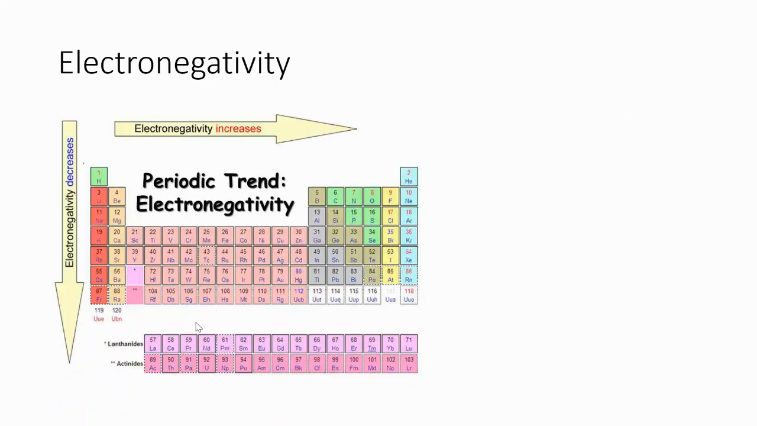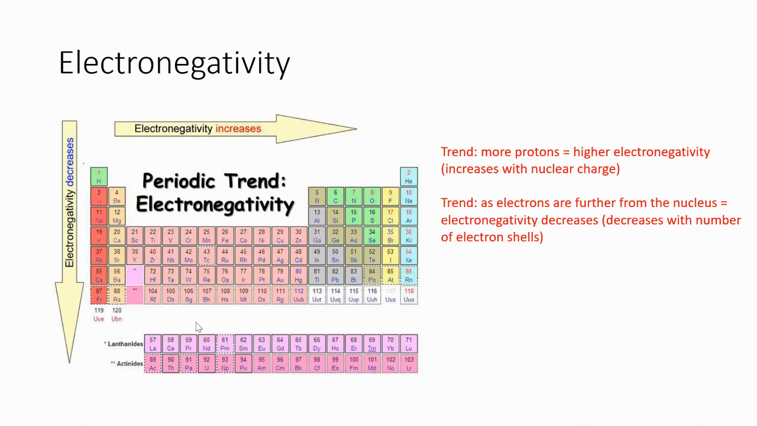Let's look at electronegativity on the periodic table. Our first trend, as we gain protons, we have a higher electronegativity. So it increases with nuclear charge. And that's because the positively charged nucleus with more protons is going to have a stronger pull on the electrons that have bonded to that atom. As electrons are further away from the nucleus, electronegativity decreases. So it decreases with the number of electron shells. And that's because it's harder for the nucleus to attract those bonding electrons when they're so far away.